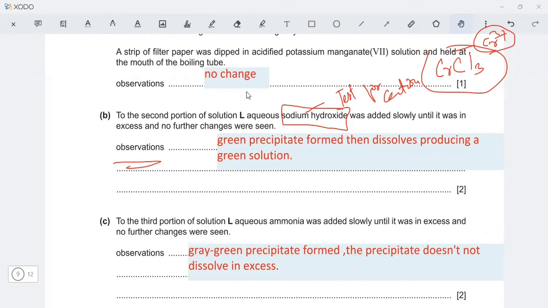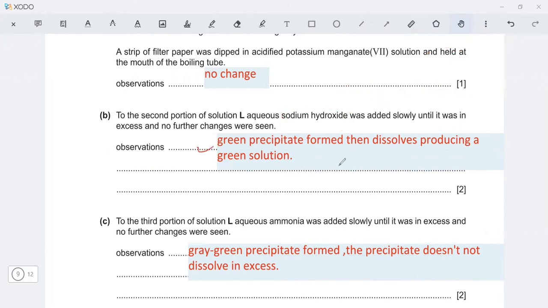So you just write over here, the green precipitate formed and then dissolves producing green solution if you add excess of sodium hydroxide as well. Okay, so you can remember directly, or you just memorize that also, it's fine. Chromium 3 plus gives you the green precipitate.